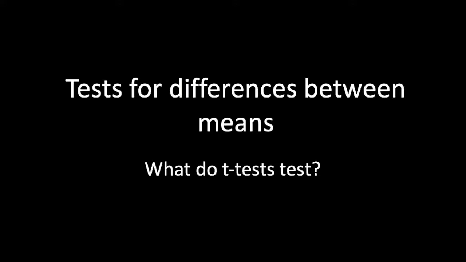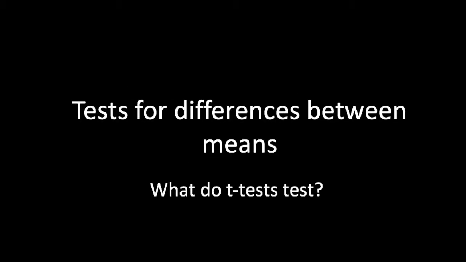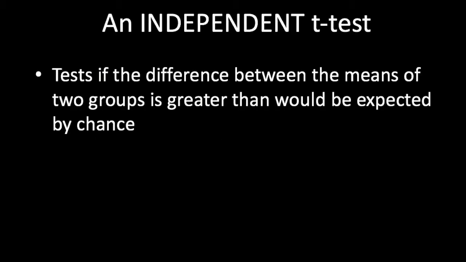When we test for differences between means, what do the t-tests test? An independent t-test tests if the differences between the means of two groups is greater than would be expected by chance. Because we always expect there'll be some difference between groups, right? If we went and we measured the IQ of, say, 10 women in Santa Monica and 10 women in Inglewood, we wouldn't expect that their mean IQs would be exactly the same, even if in the population they really were exactly the same.